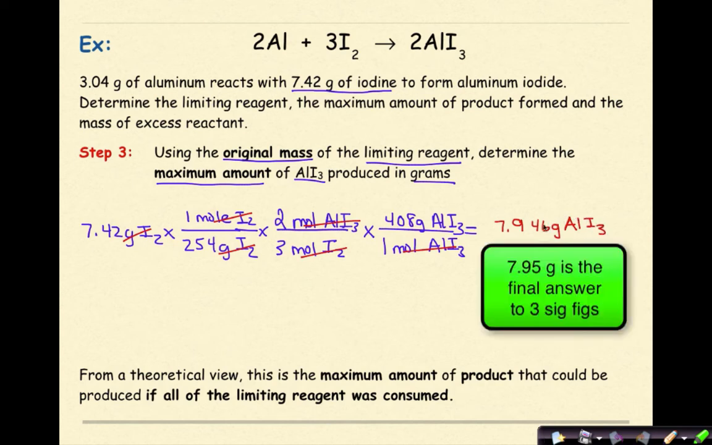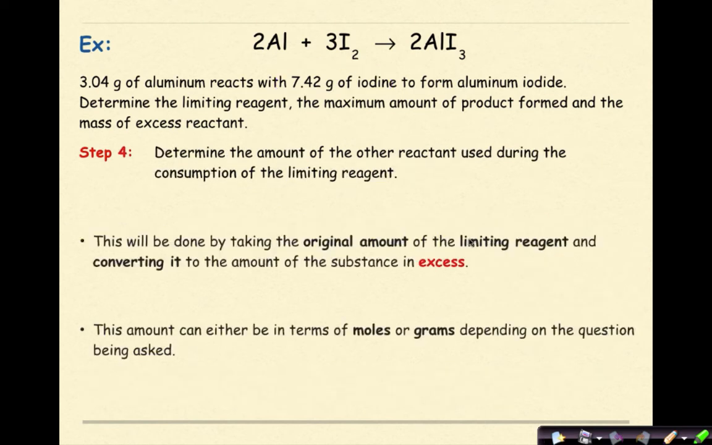AlI3. And that is my theoretical mass that could be produced if every single bit of this I2 was used. So from a theoretical view, this is the maximum amount of product that could be produced if all of the limiting reagent was consumed. So the reactant that limits how much AlI3 can be produced is our I2. So if this total mass of iodine was consumed, nothing left over, the mass of AlI3 that could be produced is 7.946 grams. Let's go on to the next step.